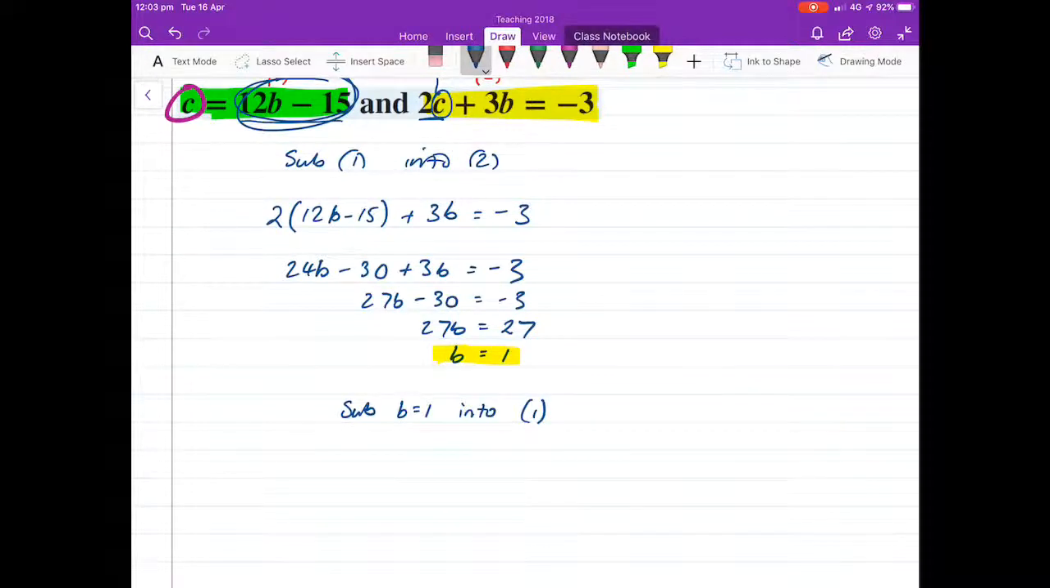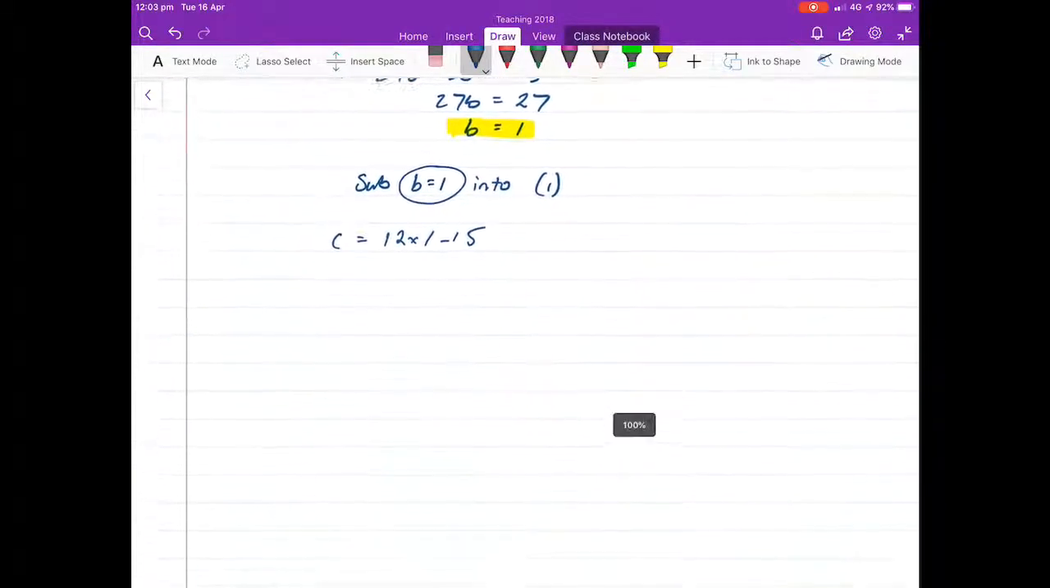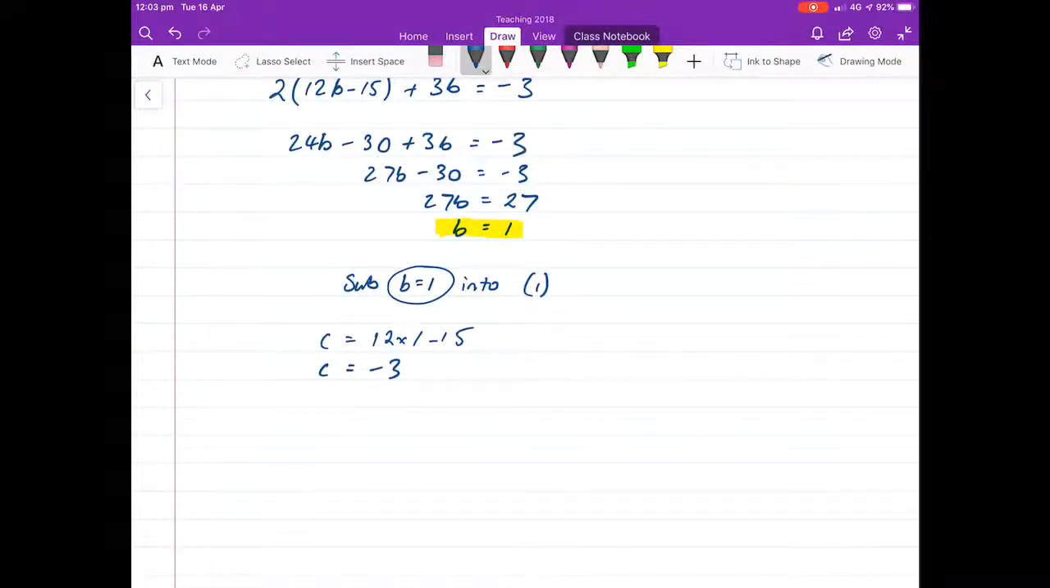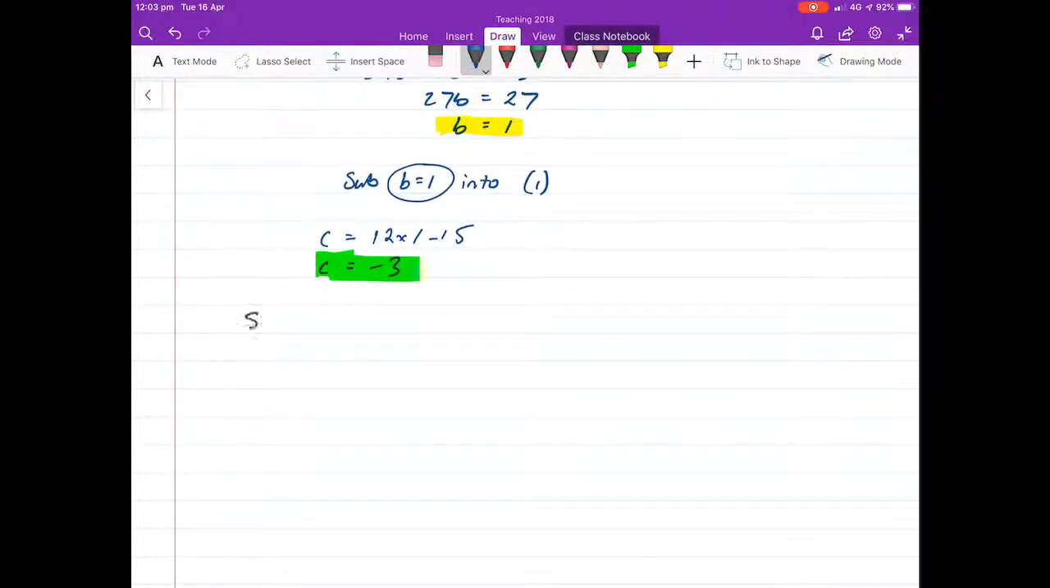So instead of saying C equals 12b take 15, we now know that b equals 1. So I'm going to say 12 lots of 1 take 15. All right. C equals 12 lots of 1 is 12, take 15, gets me negative 3. So there is my other variable there. Okay. Now our solution is b equals 1 and c equals negative 3.